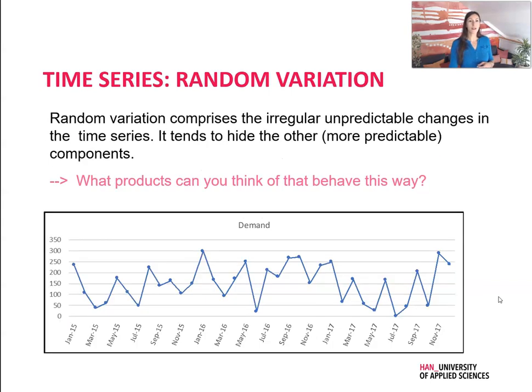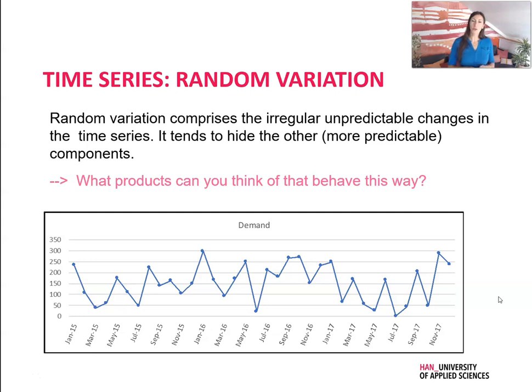And lastly, we have random variation. So this one is purely irregular, unpredictable changes in a time series. By definition, the sales pattern is so random that it's hard to determine what a forecast could be. Can you think of what product can behave this way?